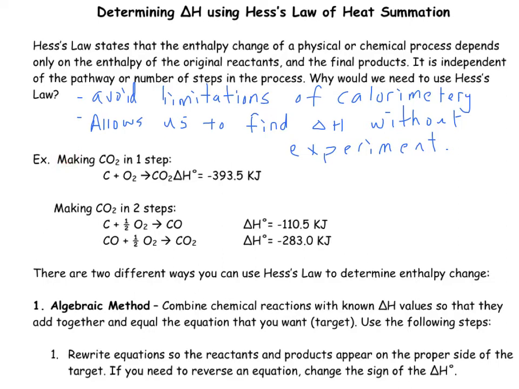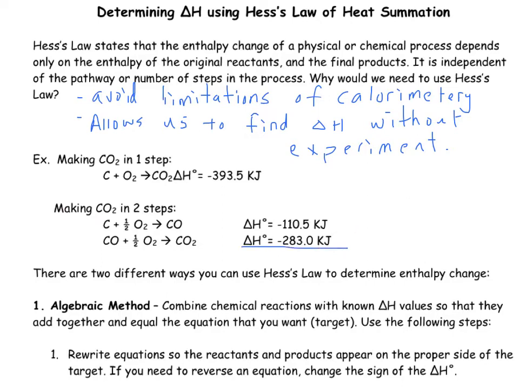Or you could make CO2 in 2 steps. You could take carbon, make it your excess reactant, and burn it in a little bit of oxygen and make carbon monoxide. That's exothermic to the tune of 110.5 kilojoules of energy. Then if you take that carbon monoxide and burn it again in lots of oxygen, you can change that into CO2, which has an enthalpy change of minus 293.0 kilojoules.